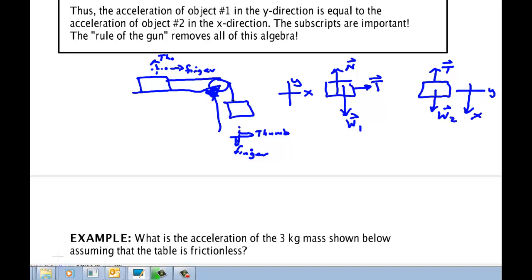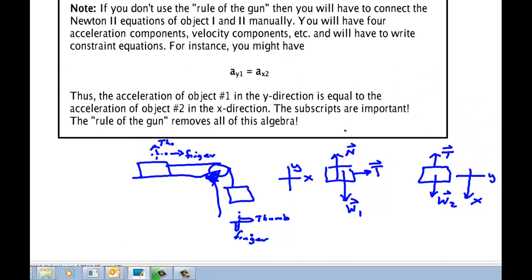If you do this, then there's only one a sub x for both blocks, and there's one acceleration in y for both blocks. If you don't do this, then the acceleration of this block along x is not the same as the acceleration in x in this direction, and you have to have subscripts. These lead to what are known as constraint equations, and lots of books try to teach you that you have to come up with some trick to figure out what these equations are that you need to add. The rule of the gun eliminates all of that. It's an easy trick to make this stuff work out.